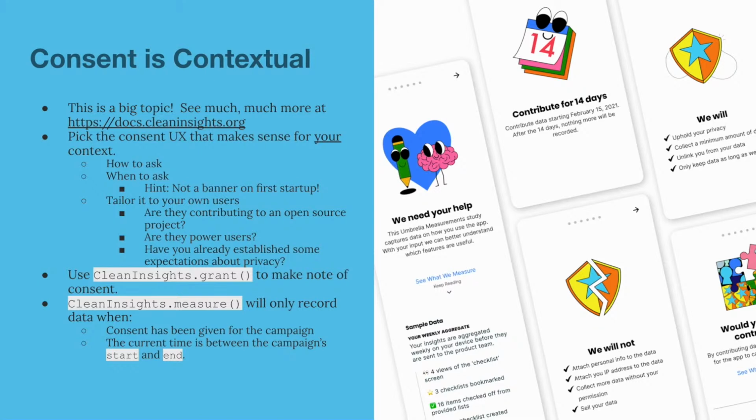Once you get consent from the user in your UI, and how you implement that is up to you, you call cleaninsights.grant. You tell it which campaign they've granted consent for, right? They could consent to one and not another. Say maybe one gathers very particular data that they would feel uncomfortable sharing, and another measures something else. So you call .grant to make note of consent. And then in the future, cleaninsights.measure will only record data if that consent has been given and if the current time is between the start and end of the campaign.